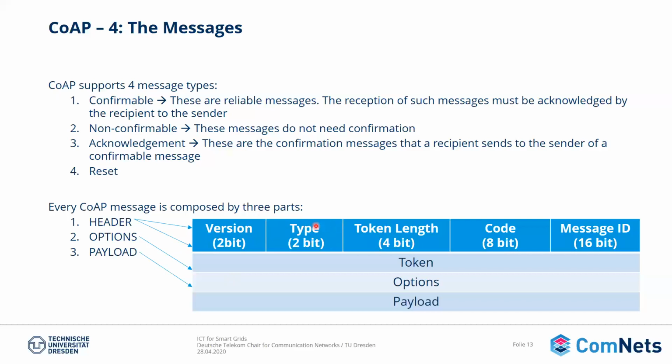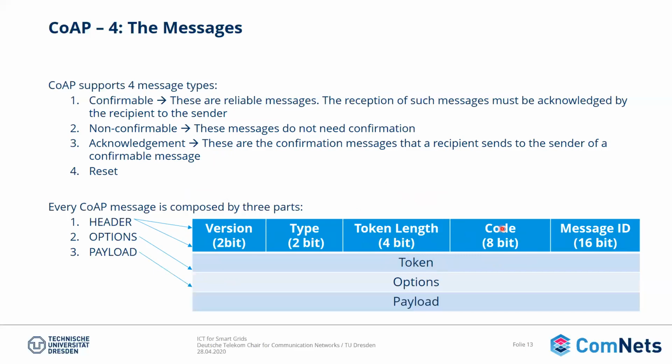Then you have the type, and the type indicates the type of the message, as we said, from the 4 types here. And it's usually 2 bits because you have 4 different possibilities. So you have either 00, 01, 10, 11. Then you have the token length, which specifies the length of the token put here. We're going to explain its function shortly.